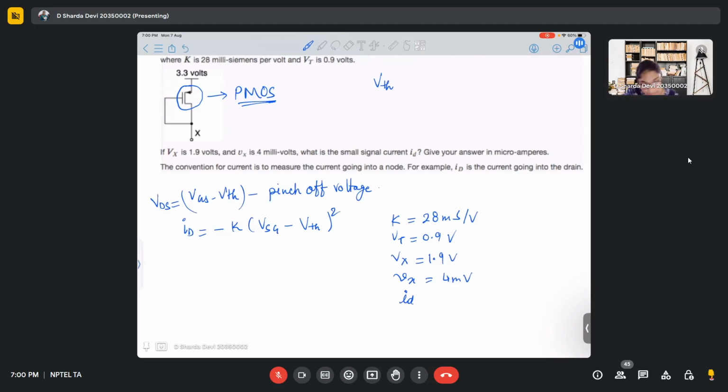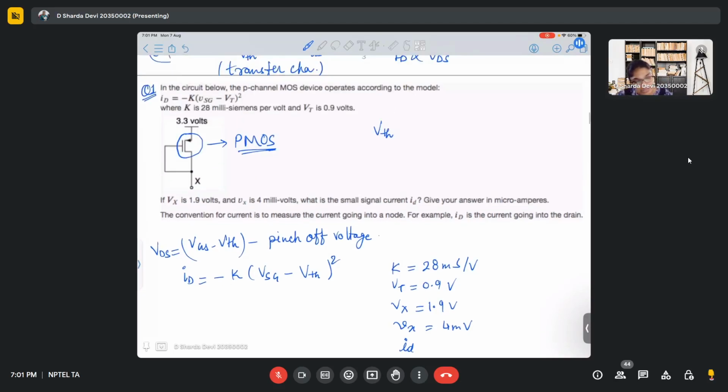The convention for current is to measure the current going into the node as positive. So here it has been clearly mentioned that the convention for the current is measured like the current going into a node. Here you have seen a negative sign. That is because the current going out of the node is considered positive, and if current is going into the node, it is considered negative. So that's why that negative sign.